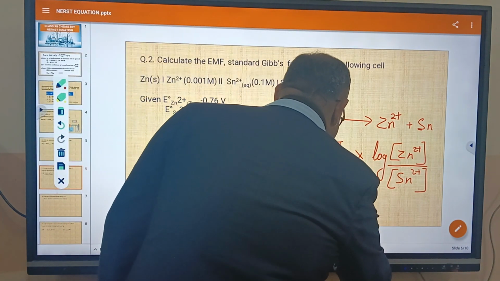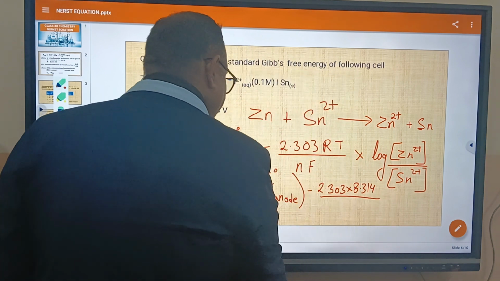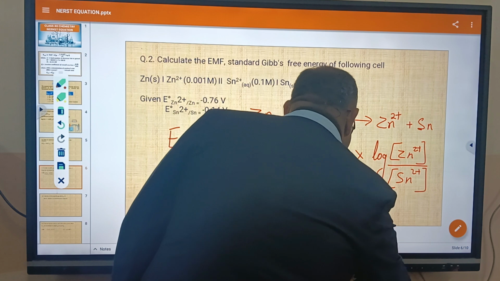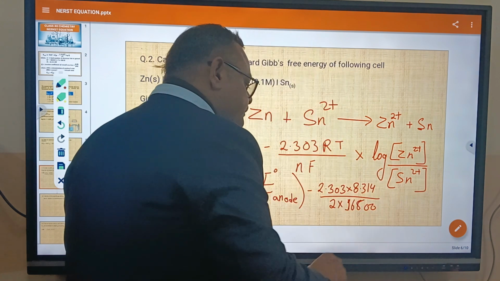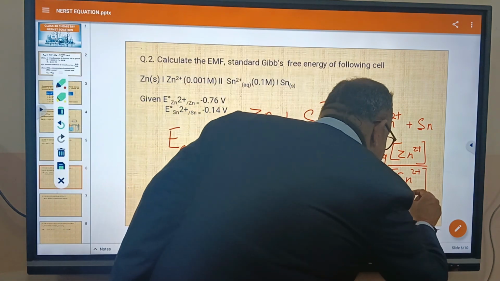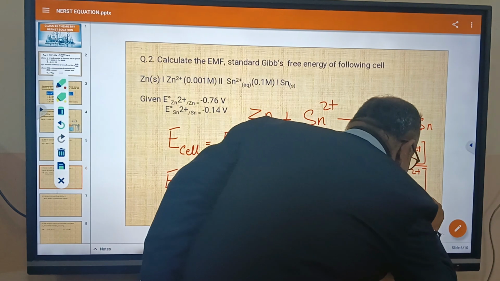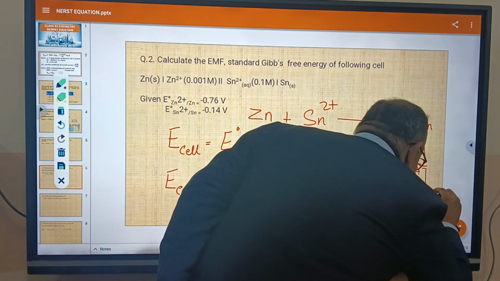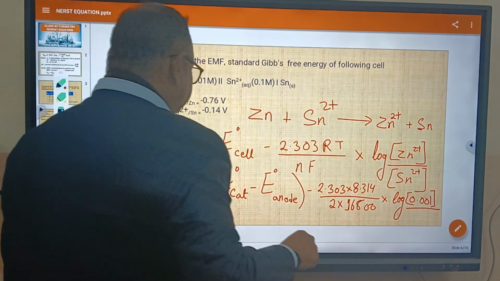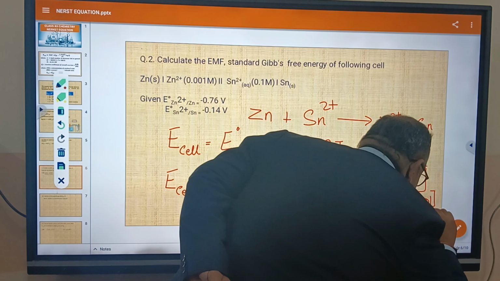Minus 2.303 into 8.314 upon 2 into 96500 multiplied by log of the concentration of Zn2 plus, which is given, children, as 0.001 molar. So we will be writing 0.001 upon the value for tin, which is 0.1 molar. So we will be writing it here as 0.1.